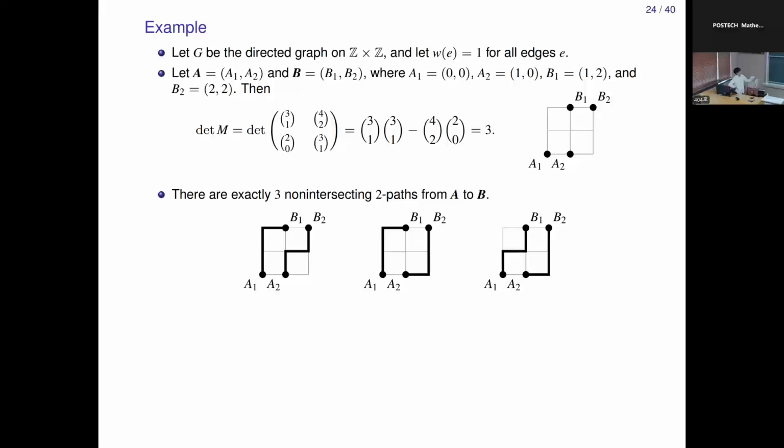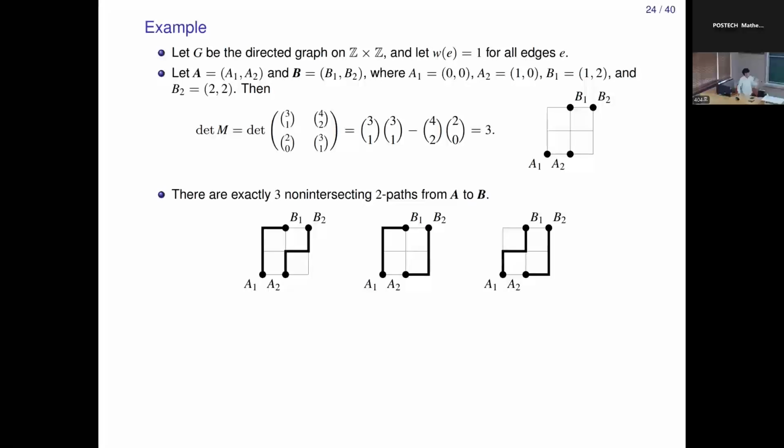But in fact, you can prove this directly by understanding the meaning of each term. So for instance, suppose that you don't know the LGV lemma and you want to count the number of paths from the A's to the B's without any intersection. How would you count? We know that the path from A1 must end at B1. The path from A2 must end at B2 in order for them to be non-intersecting. So just count all paths from A1 to B1 and all paths from A2 to B2. And that is exactly this term. But then we counted too many because there are some intersections.